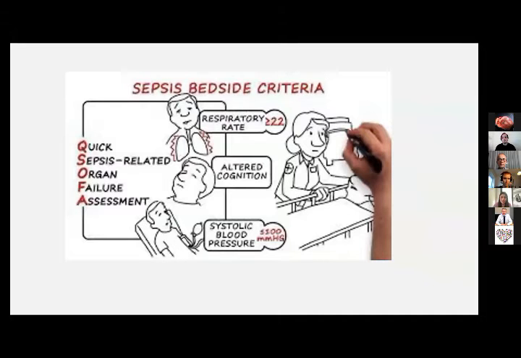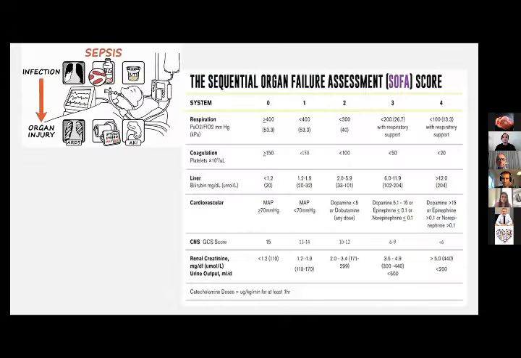There used to be something called the quick SOFA assessment in the past, but the Surviving Sepsis guidelines have said that this is not a very good marker to assess for sepsis or septic shock in a patient. But if you do not have labs and do not have a lot of information on the patient, based on their respiratory status, their cognition if they're altered, and their blood pressure, you can quickly assess a patient who's transitioning from sepsis to septic shock.